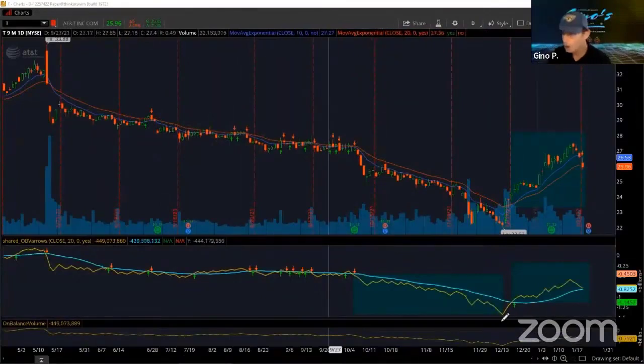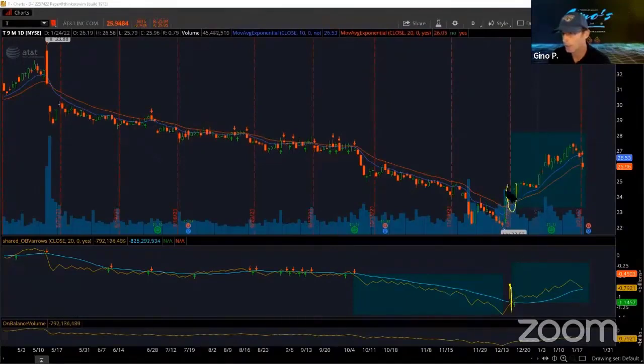AT&T, volume supports the trend. Here's a nice bullish trend, which started on the volume right here. If you're picking bottoms, make sure the volume is above the 20-day moving average. It supports that trend. Wait for the swing low to trigger in.